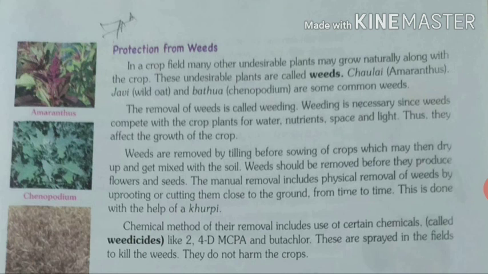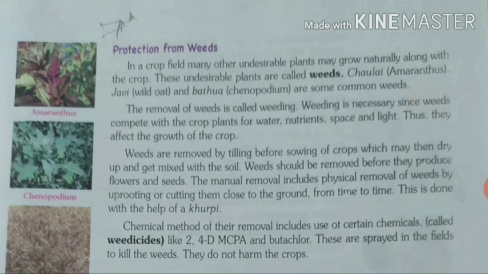Number 3, we have destroying the weeds by spraying special chemicals like weedicides. So weedicides are chemicals, and with the help of those chemicals we can destroy weeds. The poisonous chemicals which are used to kill weeds in the fields are called weedicides. So what are weedicides? Weedicides are those chemicals which are used to kill weeds in the fields. Some of the common weedicides are 2,4-D, MCPA and butachlor.